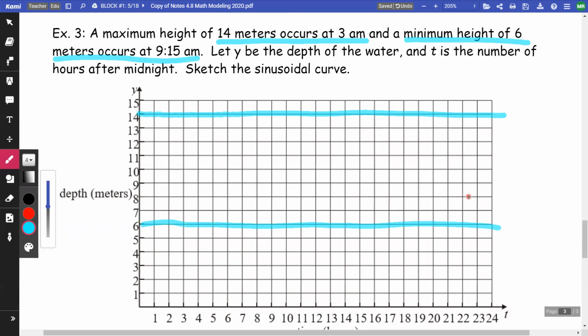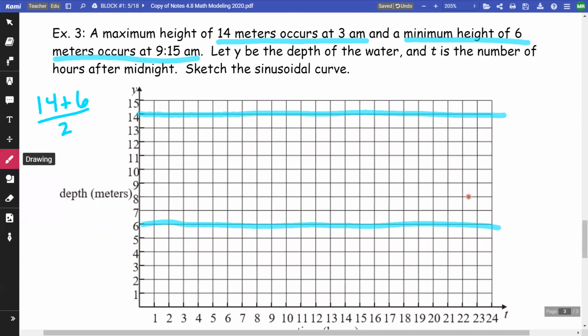They don't tell me what the middle is, but if I take these values, if I take 14, which is my high, and add it to my low, average them, I get 20 divided by 2, which is 10. So that means my vertical shift is going to be here at 10. And you see that the distance from here to here is 4. So that's my A. And it's also 4 from here to here.